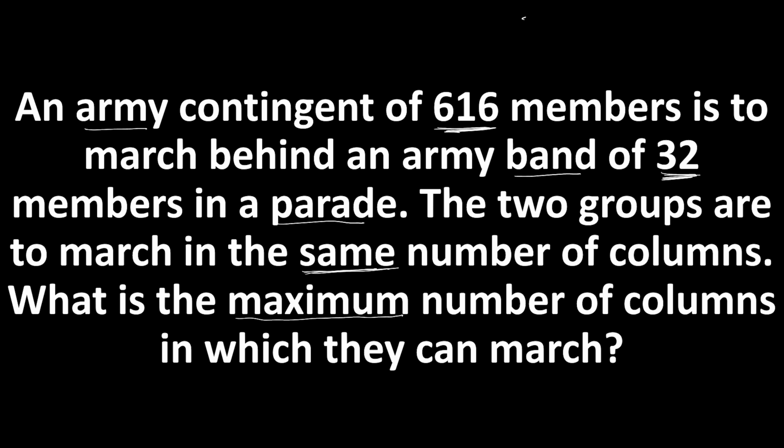So there are 32 band members. Behind them there is an army contingent of 616 members marching behind the 32 members. So we have to find out, if both of them are marching in the same number of columns, then what is the maximum number of columns in which they can march? Let's look at the solution. So since 616 is greater than 32, we will consider 616 as our dividend and 32 as our divisor.